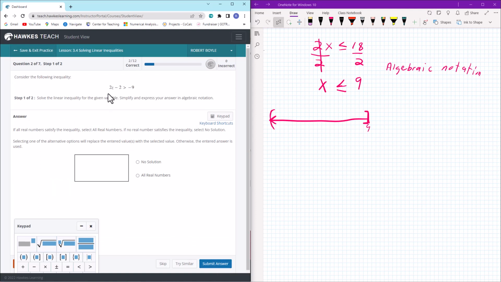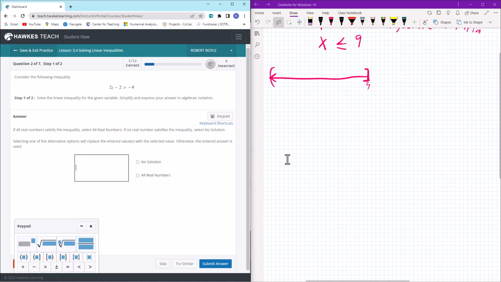Here we have the inequality 2z minus 2 is strictly greater than negative 9. Okay, once again, we need to simplify. We need to solve for this, simplify our answer, and express it in, once again, algebraic notation. So let's go ahead and do that. What are we going to do first? Well, the first thing we can do is just write the sucker down.